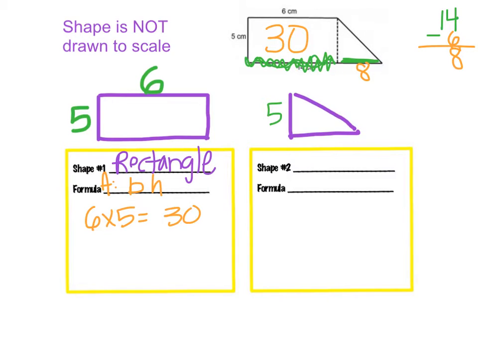Now this is where I was saying earlier, this says the shape is not drawn to scale, because if you take a look, this small little section of the triangle we figured out is 8. But then when you look at this really long area of the rectangle, it says 6. So that really doesn't make sense. So you always have to look at the directions because things may not be exactly as they appear. So on my little triangle, I'm going to put an 8.